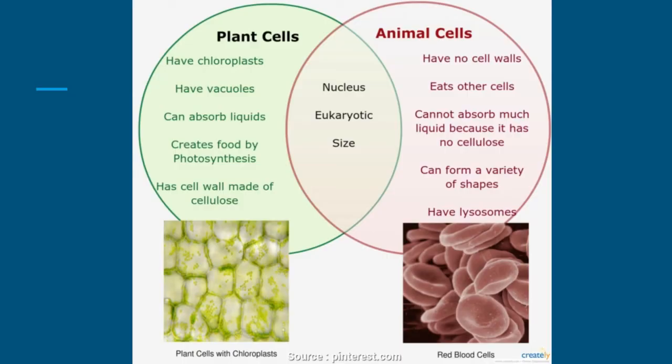Here's a Venn diagram comparing and contrasting plant and animal cells. Feel free to pause the video here to read through it. As you can see, plant and animal cells have a lot in common. They are both eukaryotes because they have a nucleus, and they are both relatively the same size. Plant cells have the 3 C's though: cell wall, chloroplast, and central vacuole.